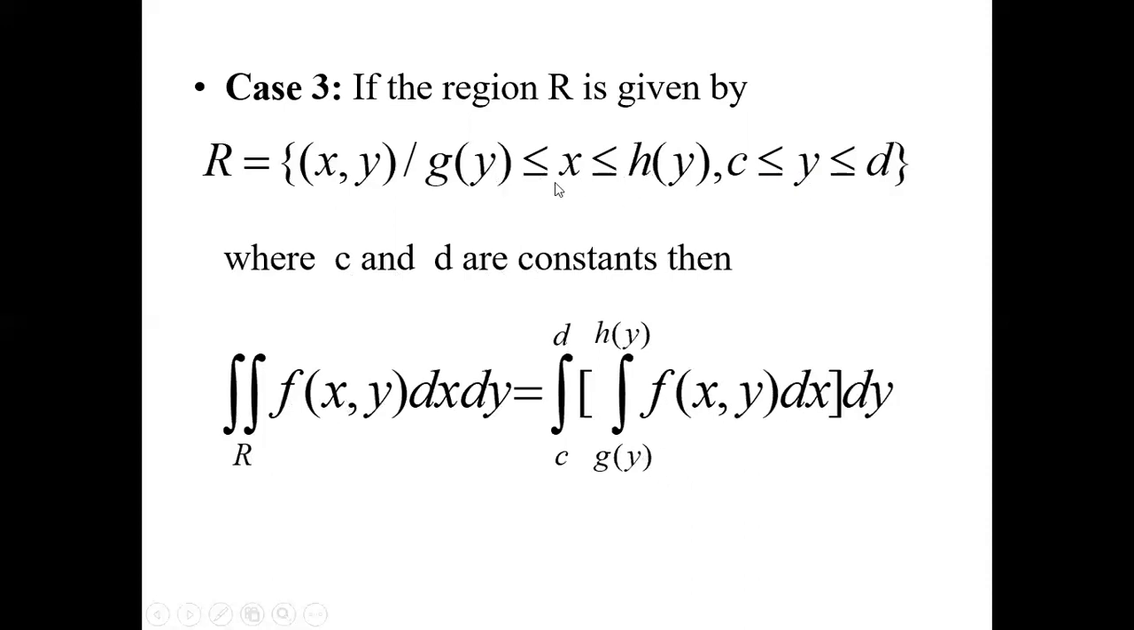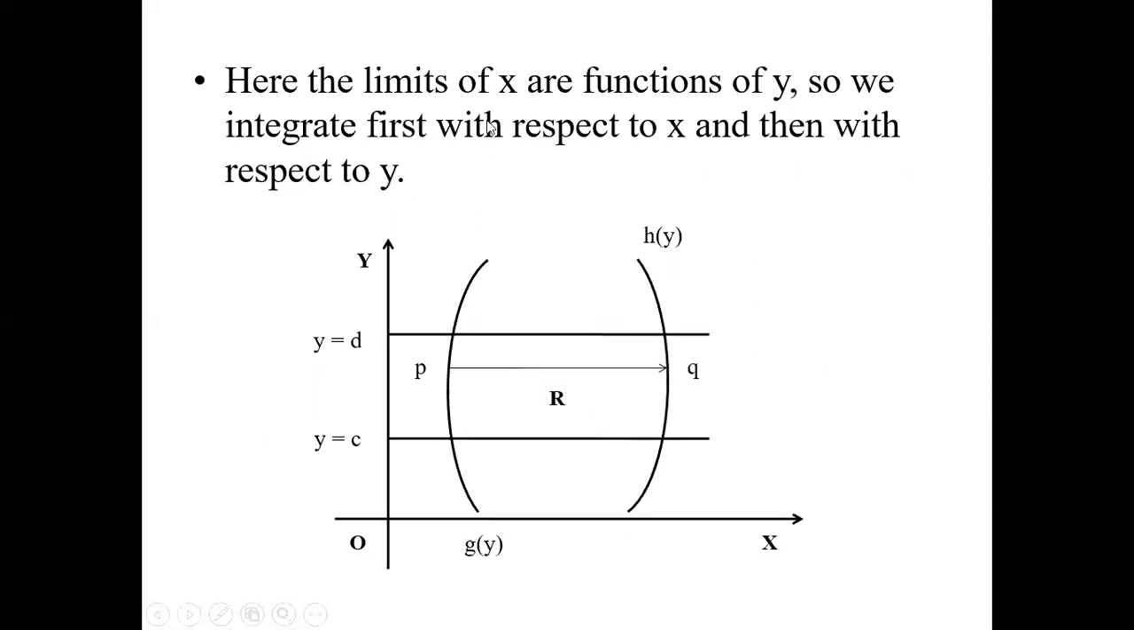These are the variable limits. You are taking a strip parallel to the x-axis. Then you are integrating this f of x,y with respect to x between the limits g of y to h of y. And then you are integrating with respect to y between the constant limits c and d. So the order of integration in this case is first x and then y. Here the limits of x are functions of y, so we integrate first with respect to x and then with respect to y.